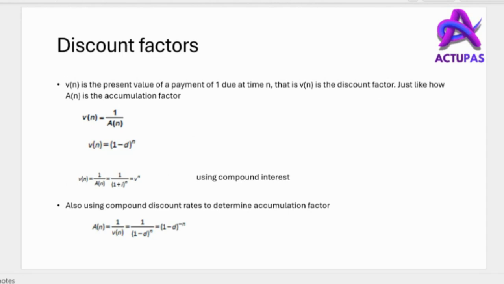Vn is the present value of a payment of 1 due at time n. That is, Vn is the discount factor, just like An is the accumulation factor. If you remember, when we were talking about An earlier on, we said that An is the factor by which we accumulate an amount now to arrive at an accumulated value. And Vn is just the opposite, that is the discount factor, the factor by which you discount the future payment to arrive at a present value. And Vn is equal to 1 over An.